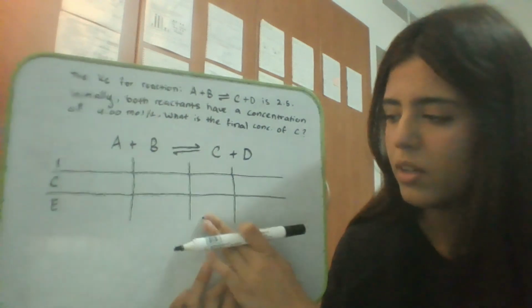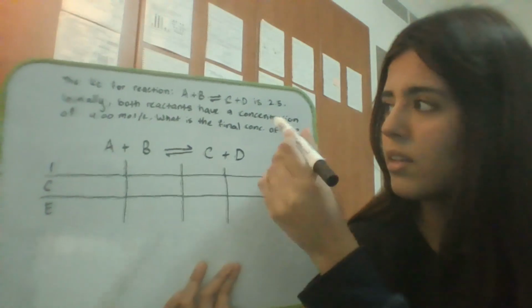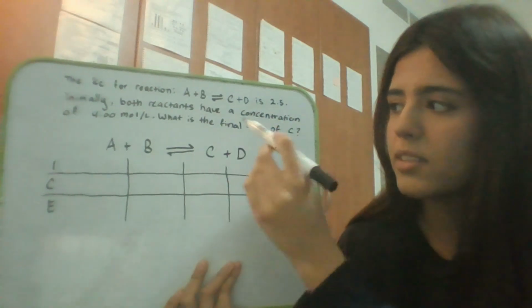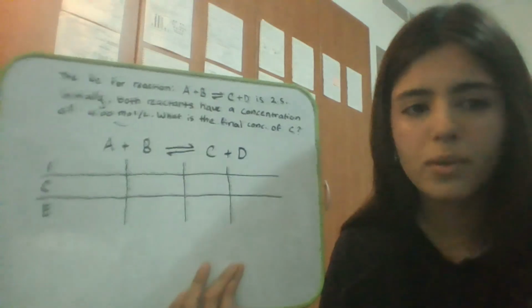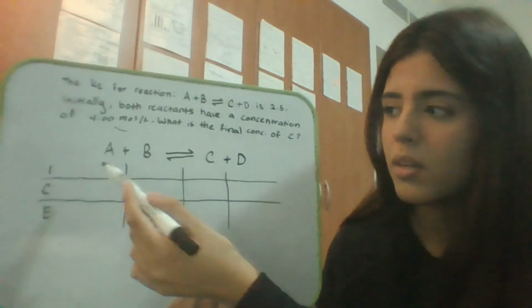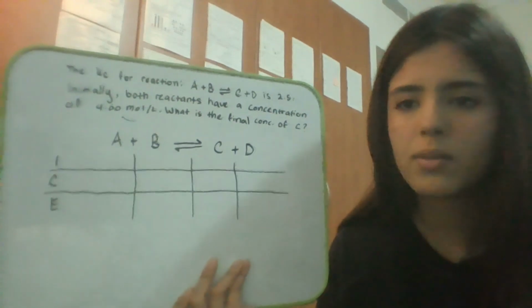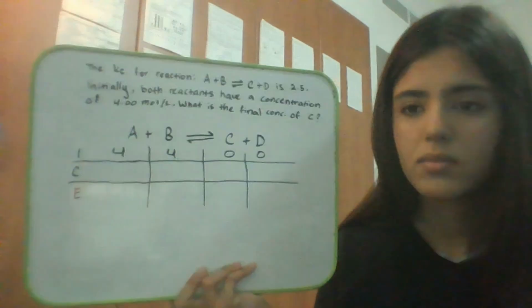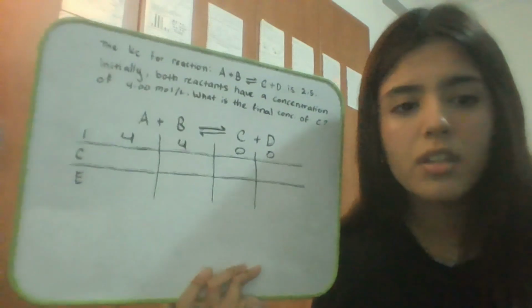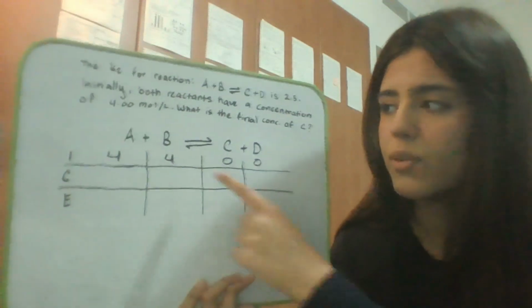Okay, so first of all, what we're going to do is write down all of the information that we have. So we know that initially both reactants have a concentration of 4 moles per liter. So A and B both have a concentration of 4. I'm going to write that because I can't write with my left hand. Okay guys, so here I wrote the initial concentrations 4 and 4.